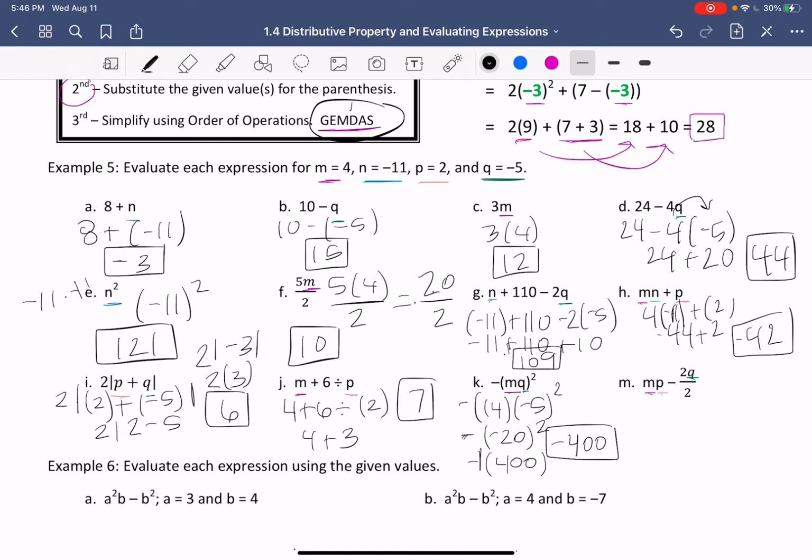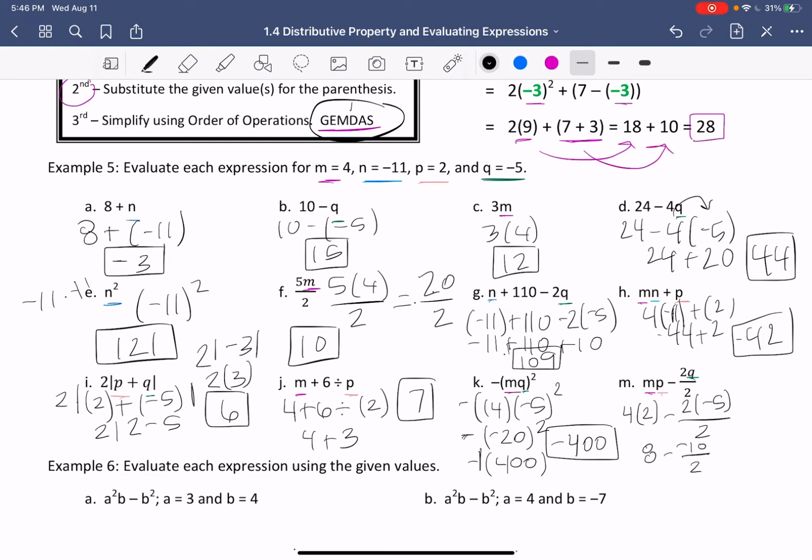mp minus 2q over 2. So we have 4 times 2 minus 2 times q, which is negative 5, over 2. Okay, so let's start with the outside. We have 4 times 2, that gives us 8. Then we'll do the numerator. 2 times negative 5 gives us negative 10 over 2.